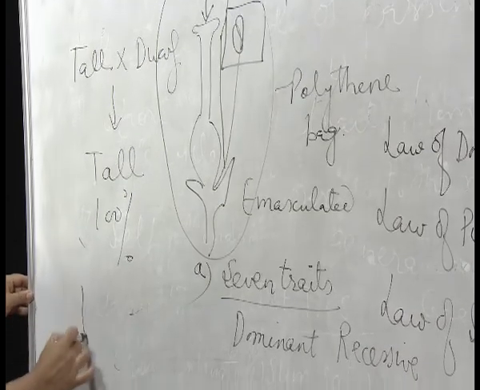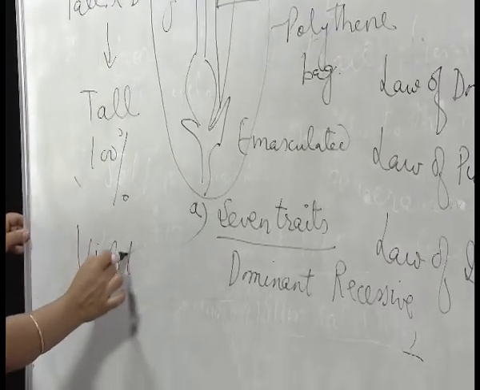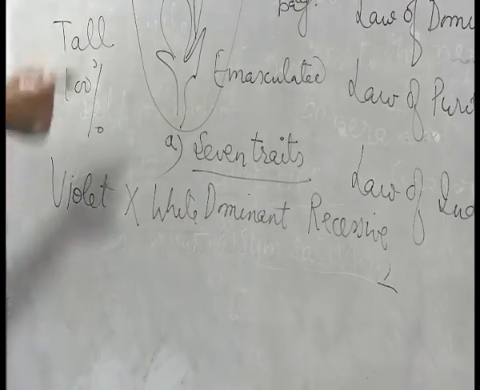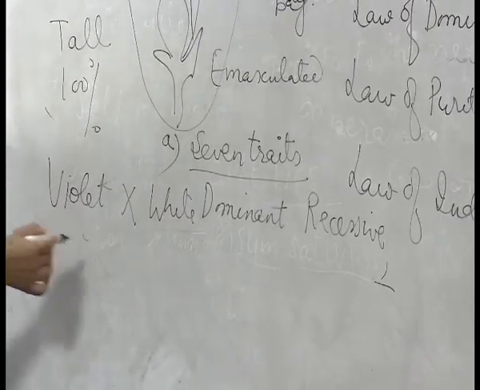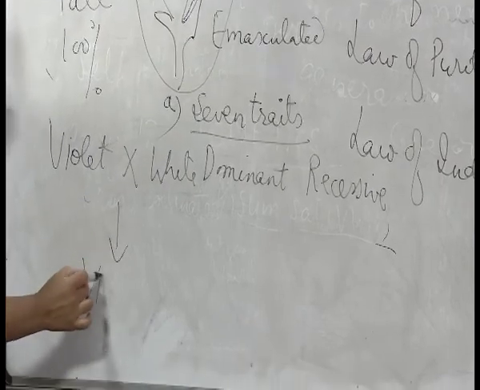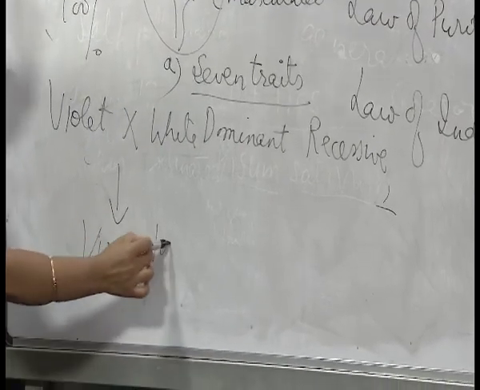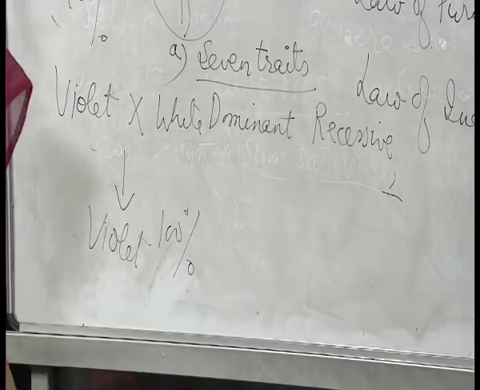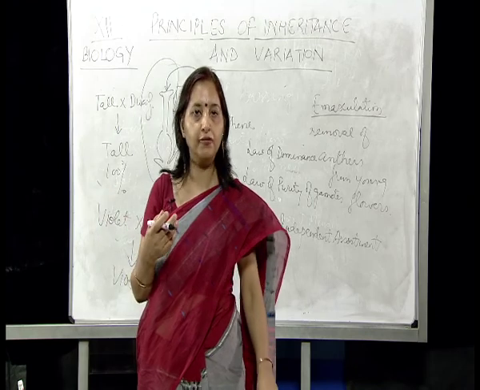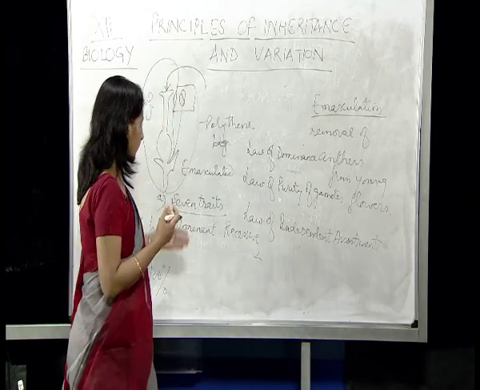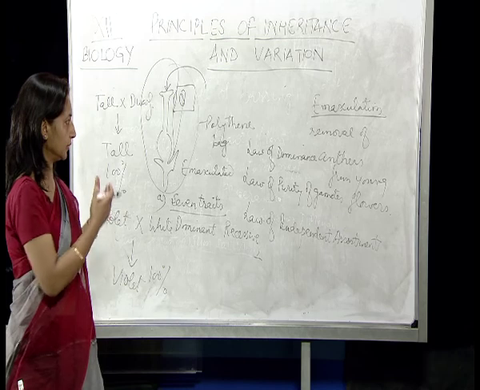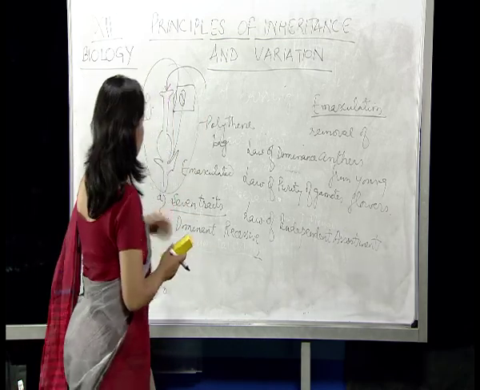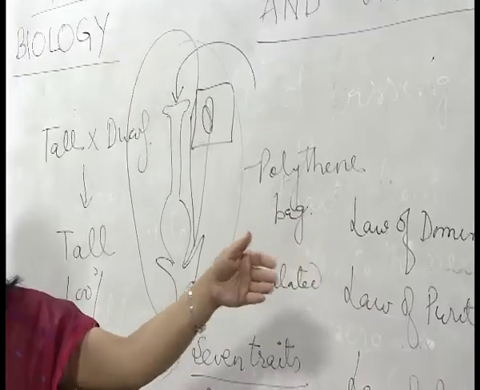Similarly, for the color of the flower, some of the flowers were violet and some of the flowers were white. And when they were cross-pollinated using the same process of emasculation, in first generation, all the flowers were violet. This means violet color of the flower is dominating over the white color of the flower. This way, seven traits were studied by Mendel, and these are known as the basics of the principles of inheritance. Now we shall talk about the law of dominance first.